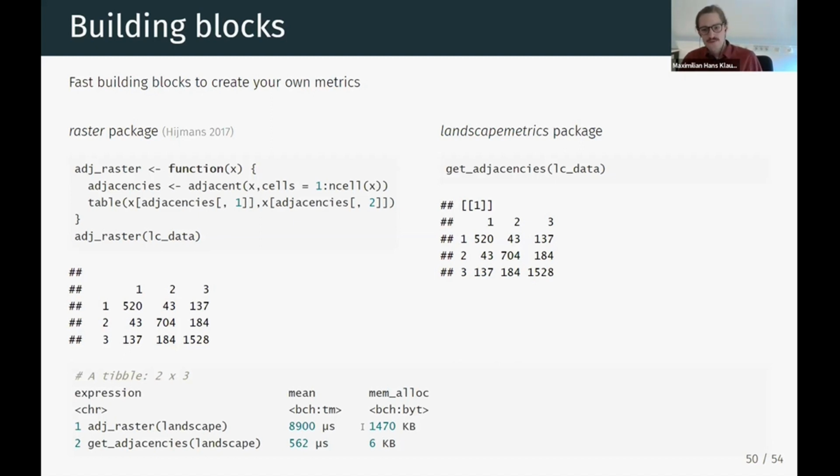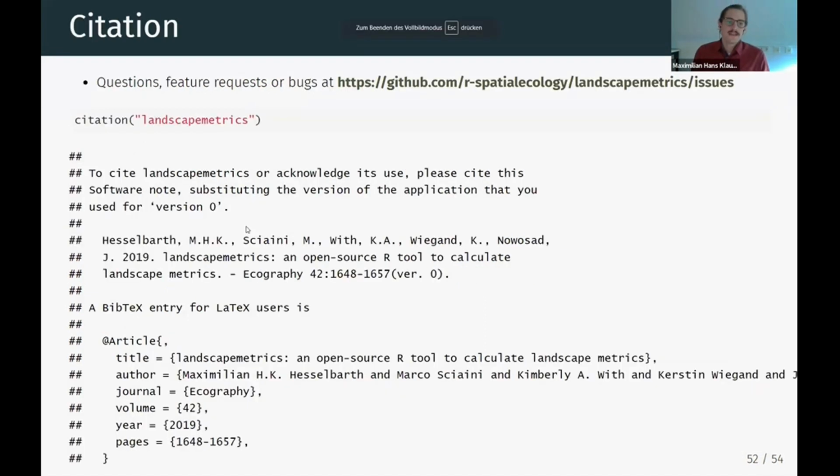And there are just a few more building blocks as well, and they all start with get and then an underscore with what they actually do. So this here is get adjacencies, but for example, there's also get patches or get edge. And if you look at the package help and look at all get functions, you see all the building blocks. Okay, so this is the landscapemetrics package.